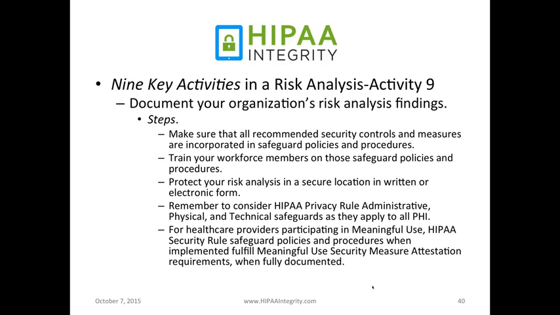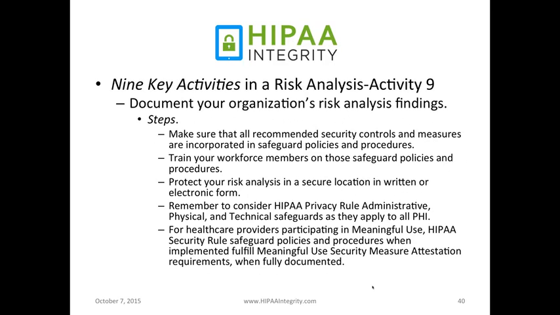And then 9 is make sure all your recommended security controls and measures are incorporated in safeguard policies and procedures. That means implementation. Train your workforce members on those safeguard policies and procedures. Protect your risk analysis in a secure location in written or electronic form. Each is permissible.